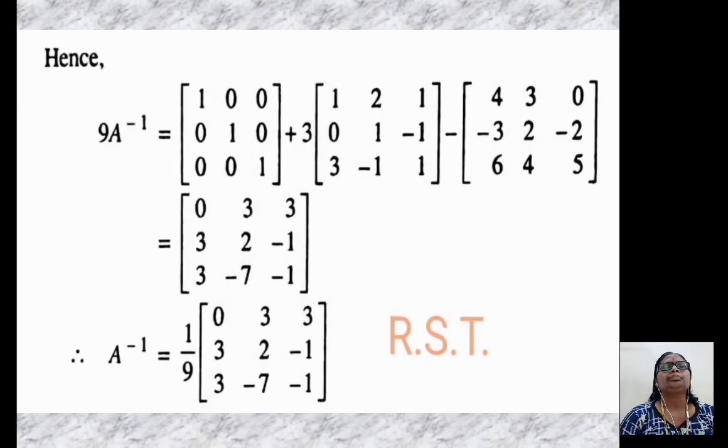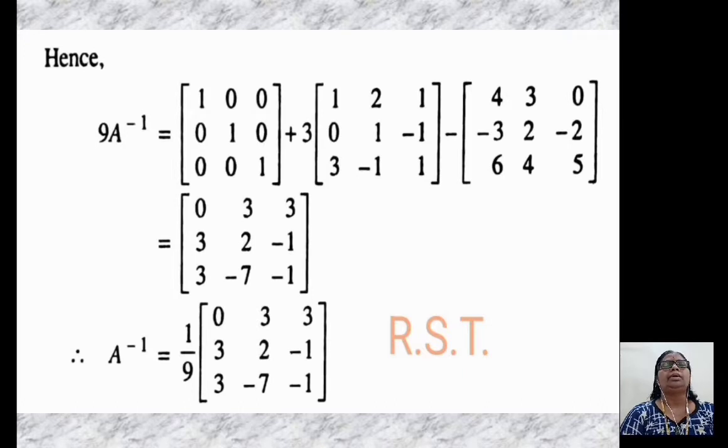Hence, 9A inverse equal to, substituting the values of A square from the above equations, we get 9A inverse equal to a square matrix of order 3 by 3 whose first row is 0, 3, 3, second row is 3, 2, minus 1, third row is 3, minus 7, minus 1. Hence, A inverse equal to 1 by 9 into square matrix of order 3 by 3.